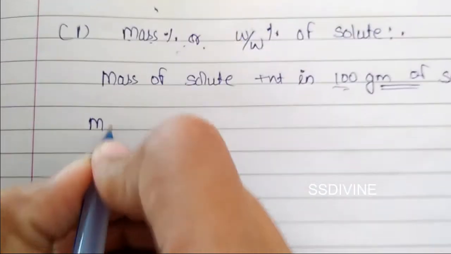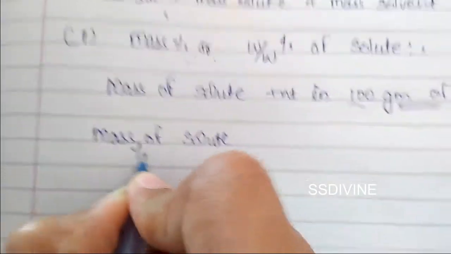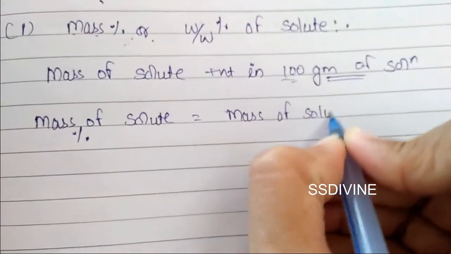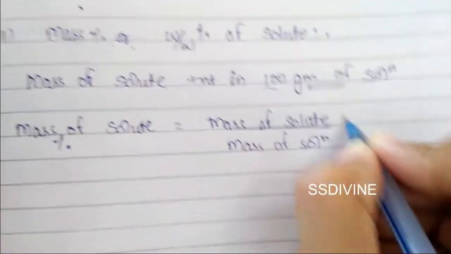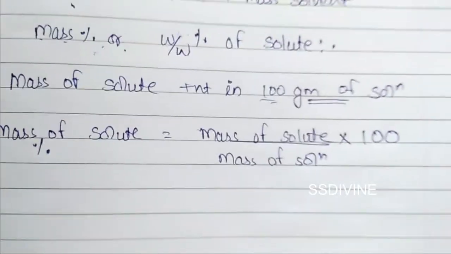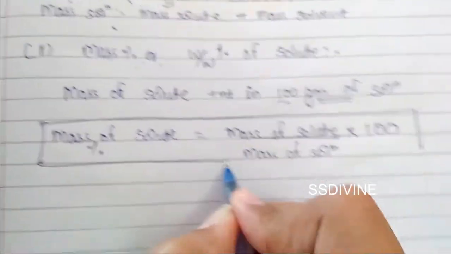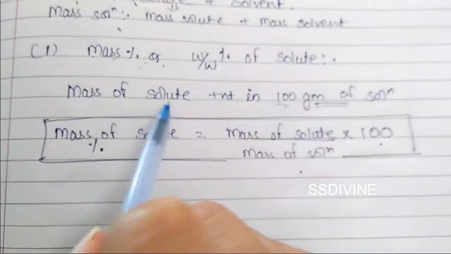So, the equation will be: mass percentage of solute will be equal to mass of solute upon mass of solution. As we are calculating the percentage, you will multiply by 100. So, this is how you can calculate mass by mass, or weight by weight, of the solute. Clear? So, this is your formula. Mass percentage of solute is mass of solute upon mass of solution into 100, which says the mass of solute present in 100 gram of solution.